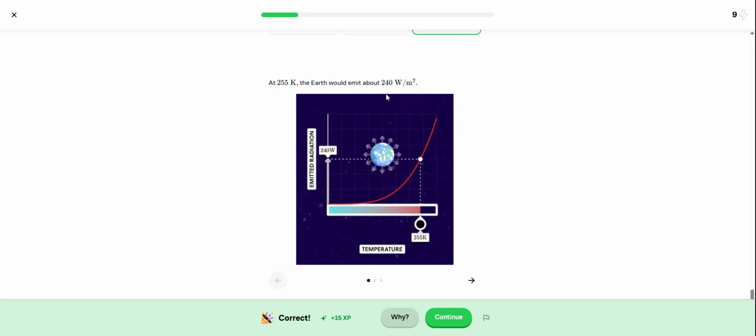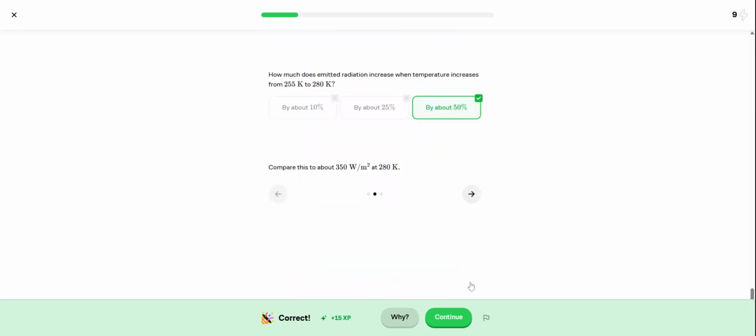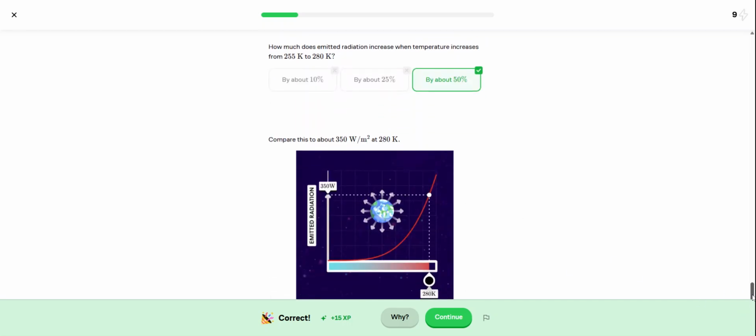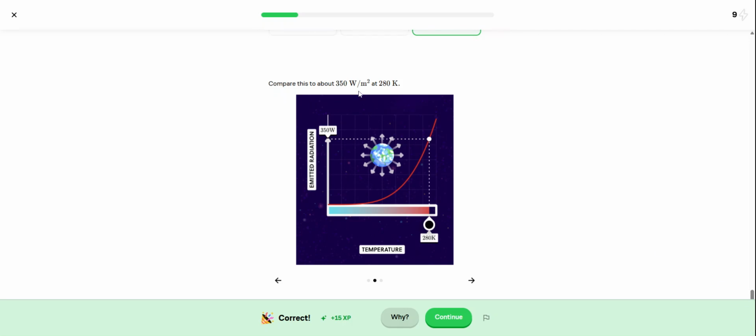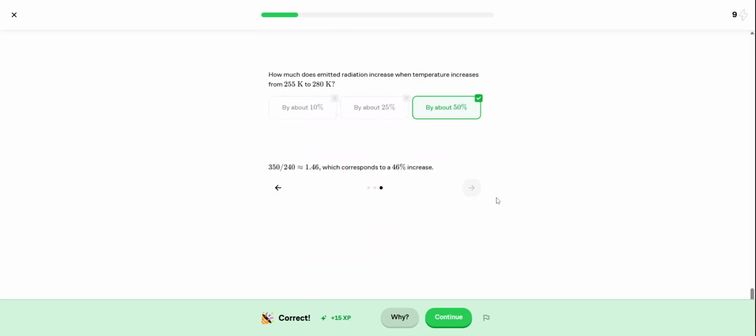At 255 Kelvin, about 240 watts per meter squared. Oh yeah, I think I should use a calculator, but unfortunately I don't have time for that. Compared to about 350 watts per square meter at 280 Kelvin. Probably using the calculator would be much better, but I generally don't prefer that. So 350 divided by 240 is approximately 1.46, corresponding to a 46% increase. These are the kinds of mathematical calculations we have to consider in the first place. Let's click continue anyway.